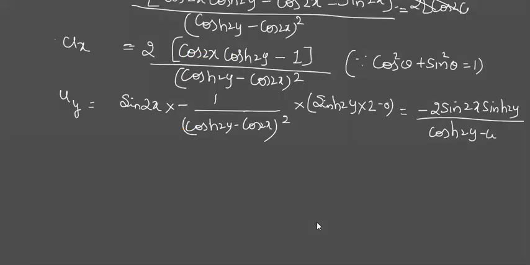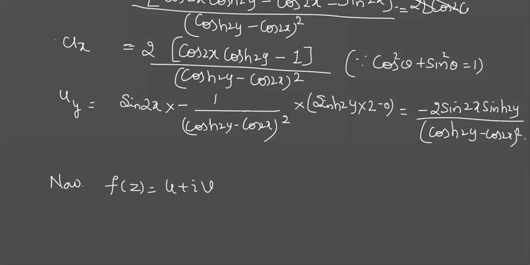Minus cos 2x the whole square. Okay. Now after this, what we need to do? The question is find the analytic function, no? Can we go for that expression? Yes. We know f of z is u plus iv.